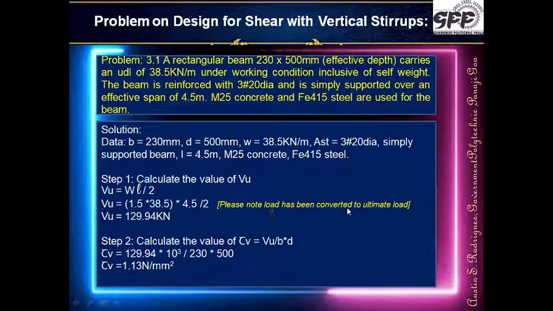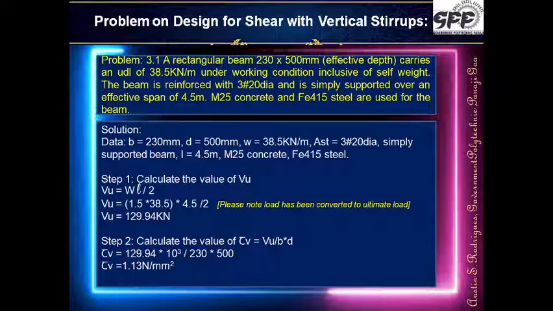Please note that the load has been converted to ultimate load, because this is Vu. It is not V, it is Vu. So that's why it has been multiplied by 1.5. So we get the value of Vu as 129.94 kilonewton. Having got this, we go to the second step.